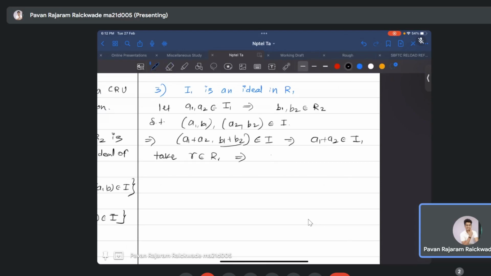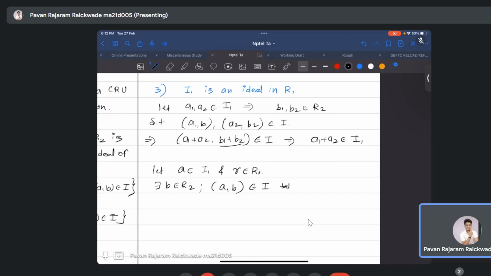What you do is (r, 1) you multiply it with your element (a, b) of your I. Okay, write properly. Now let a belong to I1 and r belong to R1. So since a is in I1, there exists b belonging to R2 such that (a, b) belongs to I.